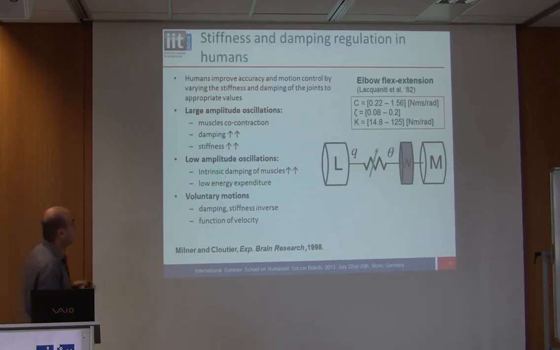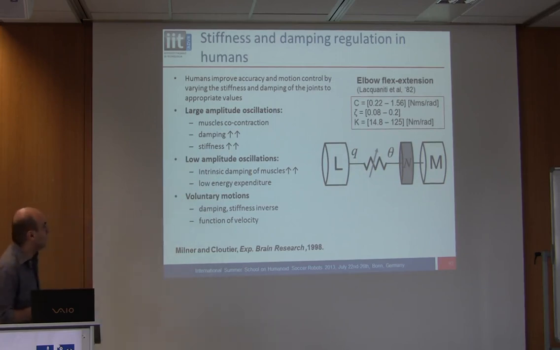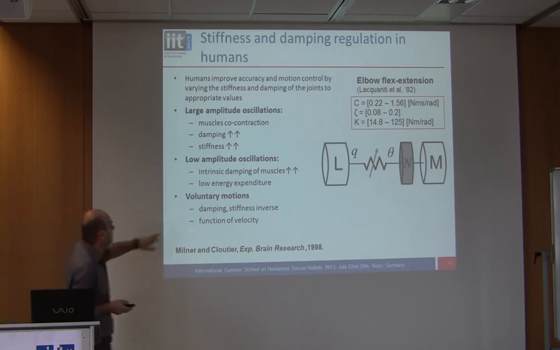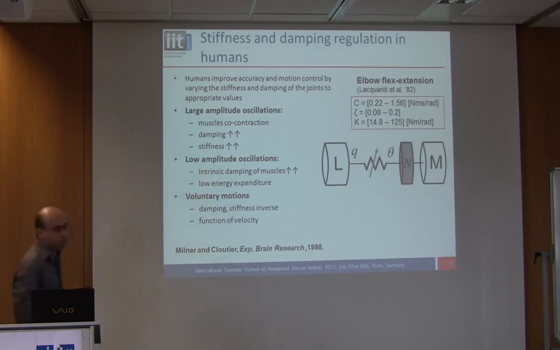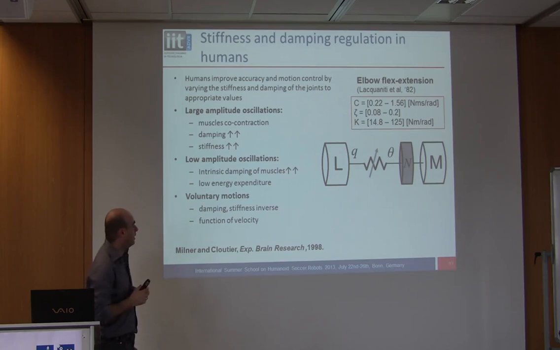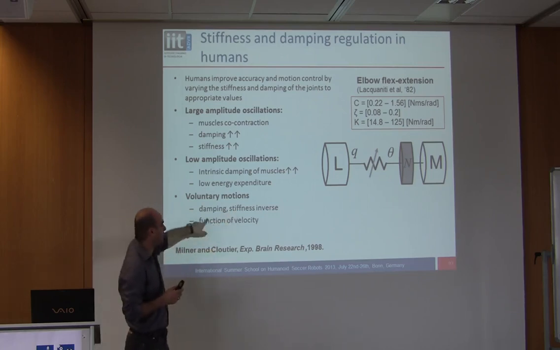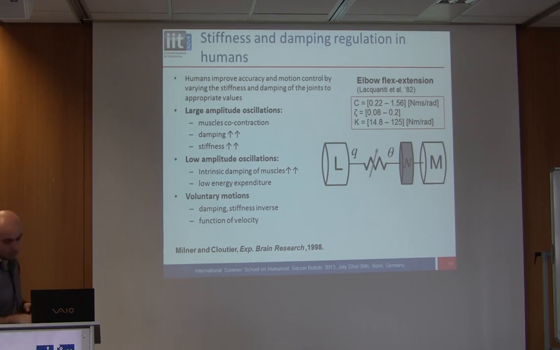Actually, this comes from the human case, where our muscles are not only springs, but also dampers. They provide physical damping, some intrinsic damping in the muscle, for low amplitude oscillations. And this is very, very low energy consuming because it is naturally this physical damping component that is in the muscle. But during voluntary motion, we regulate the damping, in proportion to the stiffness and somehow in reverse to the velocity. So we also have some active damping regulation in our muscles.